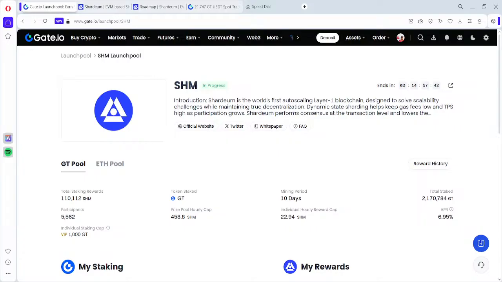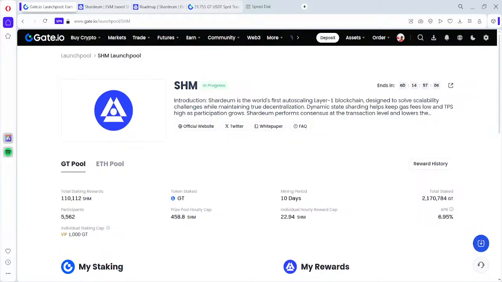So SHARDEUM is a solution to the blockchain trilemma. As a blockchain tries to achieve scalability, decentralization, and security, it will only be able to attain two. There must be a trade off between decentralization and scalability, with security an essential element. So SHARDEUM will achieve scalability and decentralization, and still maintain security.